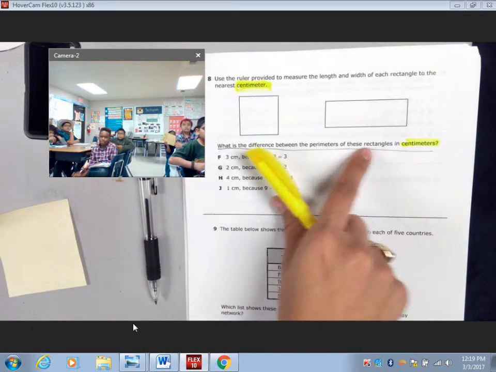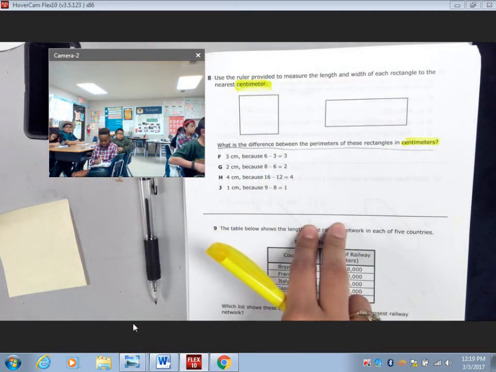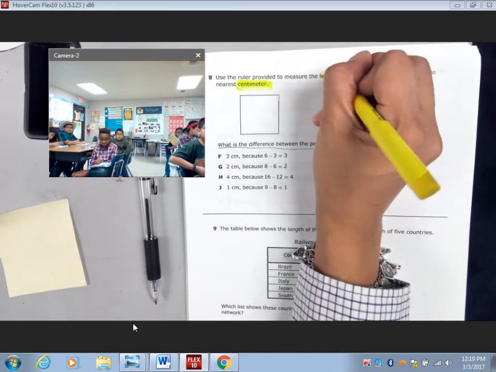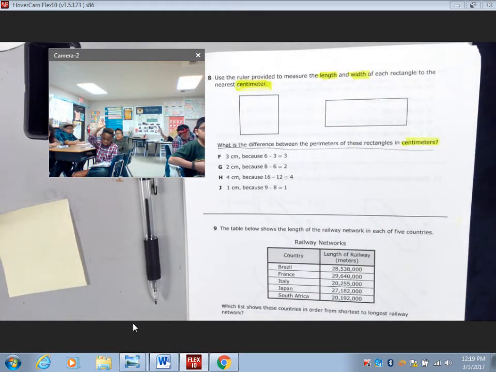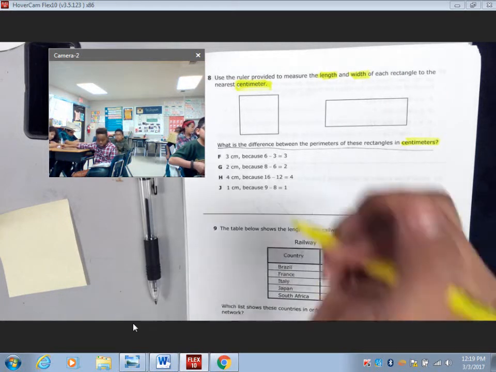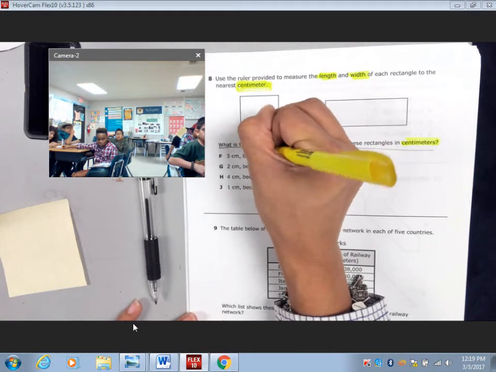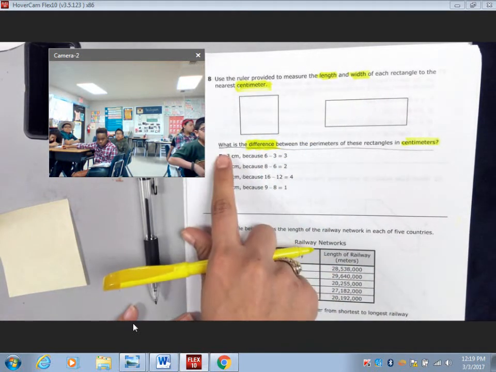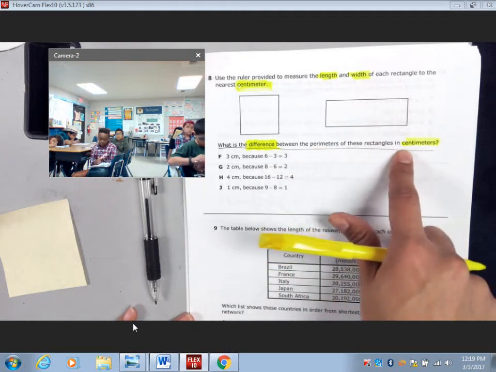Okay, what's another important piece of information on here? Dayanara? Length and width. Okay. What else? Kiari. Very good. Difference, because it may be asking us to subtract. And let's see if it really is. What is the difference between the perimeters of these rectangles?